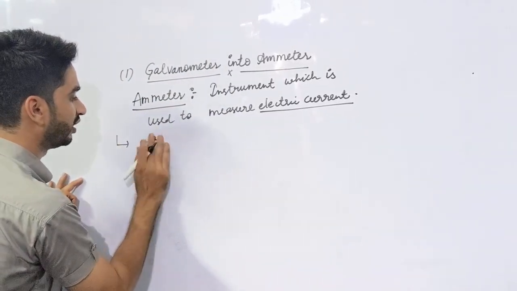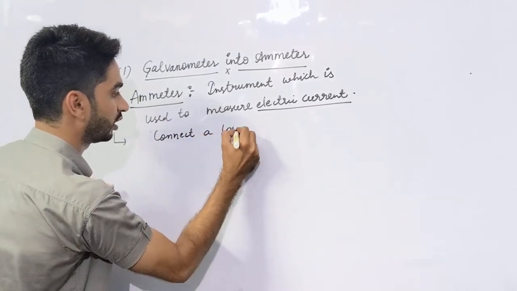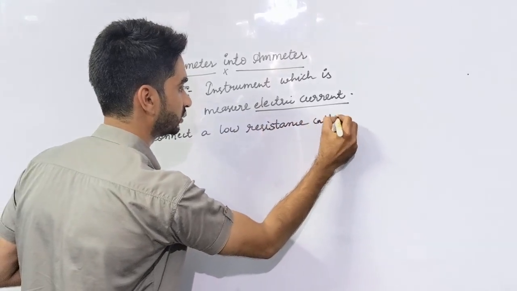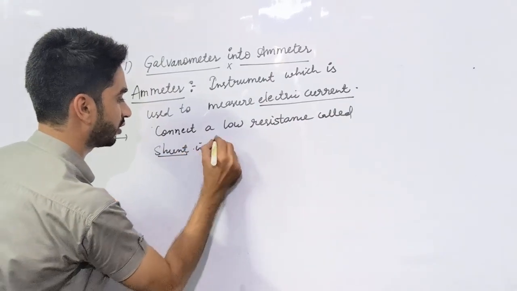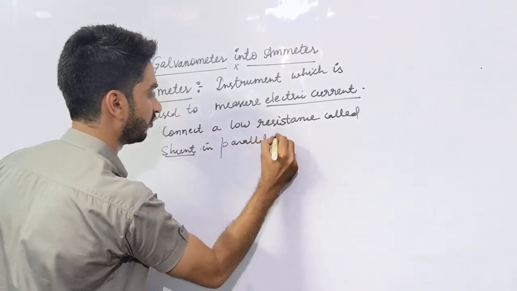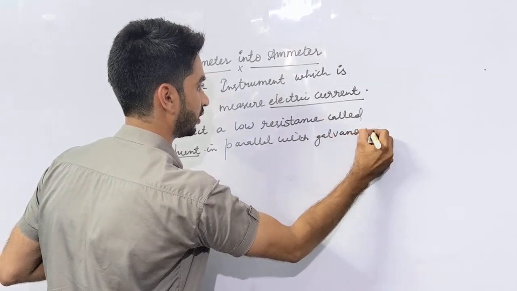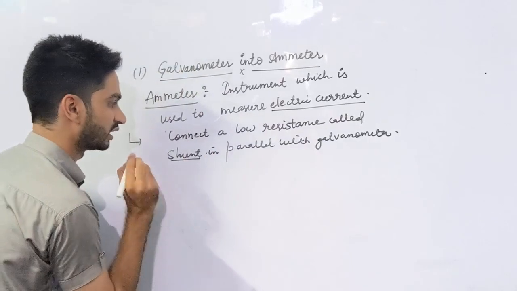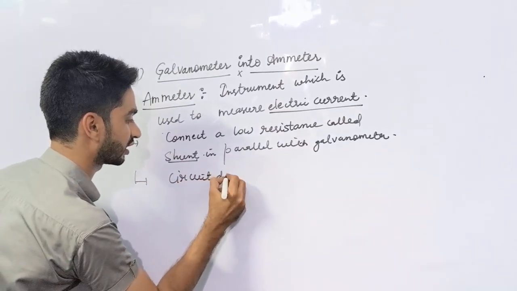For that, we have to connect a low resistance called a shunt in parallel with the galvanometer. Let us understand about this connection. For that, we will consider the circuit diagram. Let us consider that circuit diagram.